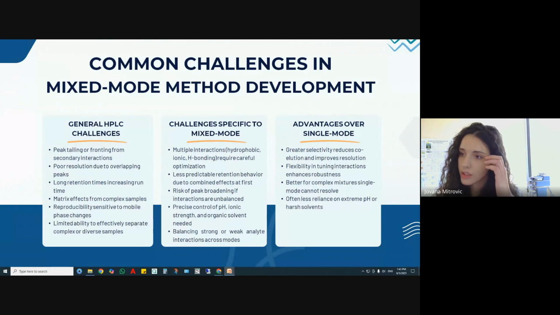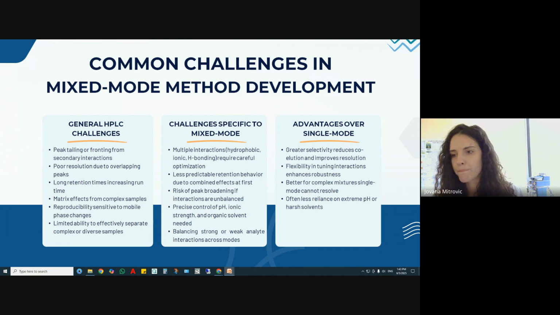Now that we walked through our method development for tryptamine, let's take a moment just to talk about common challenges, both in general HPLC and especially in mixed mode chromatography. First, let's look at some general HPLC challenges. Something like peak tailing or fronting can happen when analytes interact unpredictably with the stationary phase. It can distort your peaks and make quantification very tricky.